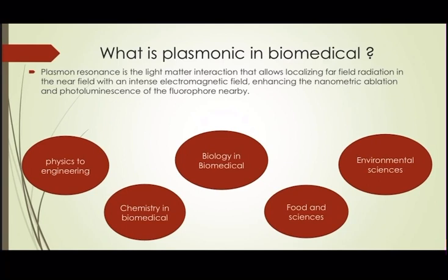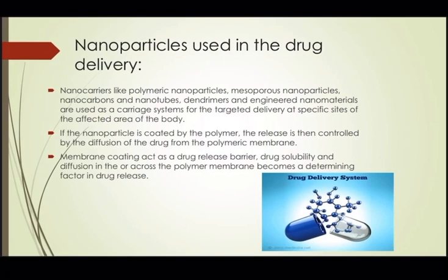Moving towards the next slide, this slide has circles showing the role of the biomedical in the plasmonics. Plasmon resonance is the light-matter interaction that allows the localization of the radiation field in the near field with an intense electromagnetic field, enhancing the nanometric ablation and the photoluminescence of the fluorophore nearby. Basically, there are five fields: physics to engineering, chemistry and biomedical, biology and biomedical, food sciences, and the environmental sciences that are included in the biomedical. Moving towards the next slide.